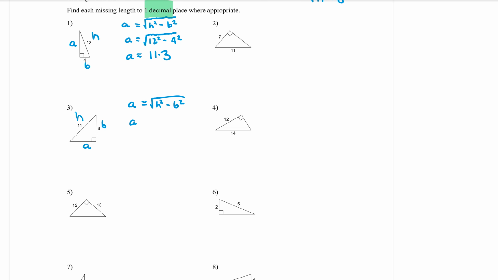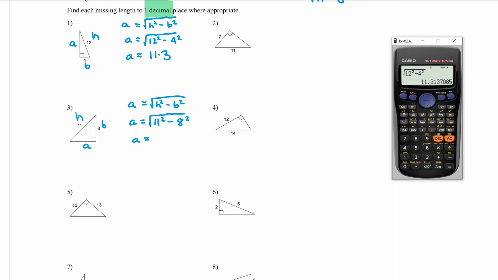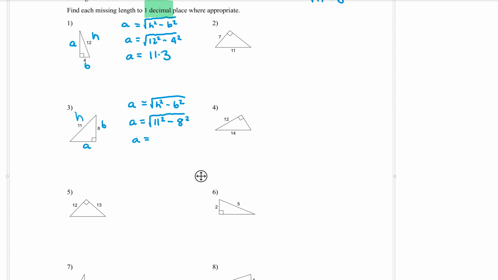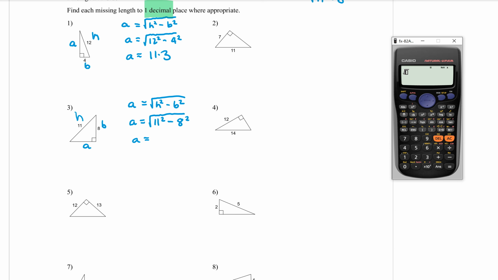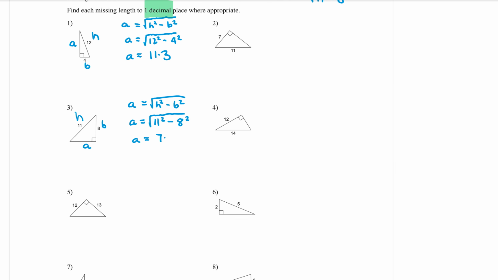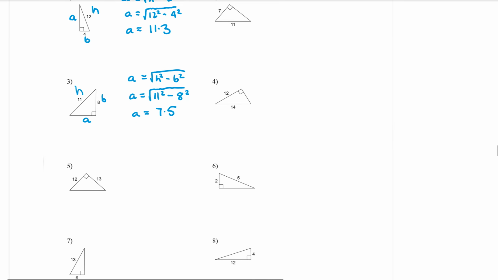Substituting in, A equals, the hypotenuse is 11 and B is 8. Typing that in our calculator, we will get 11 squared minus 8 squared equals. So to 1 decimal place, we get 7.5. Okay, let's go down one more. Let's go to question 5.